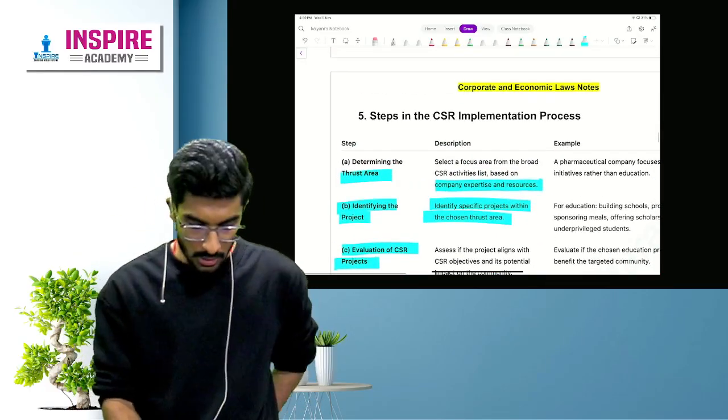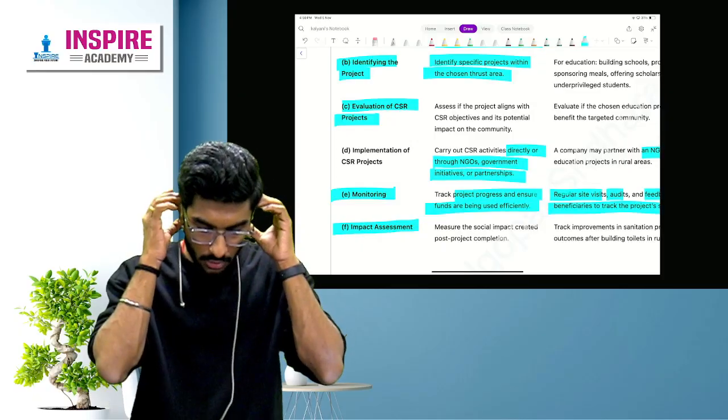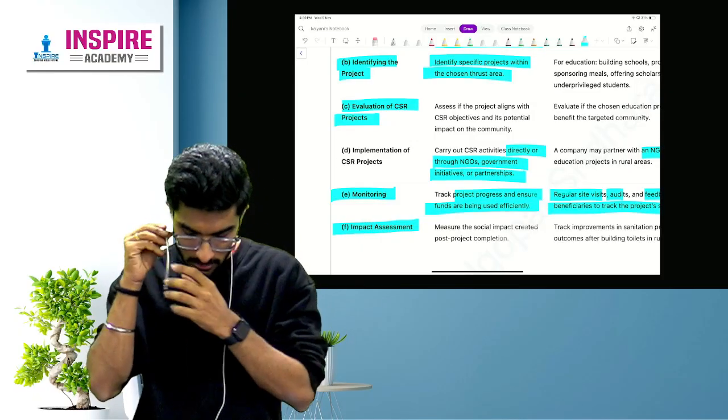So, how many steps are there, people? 1, 2, people, once again.